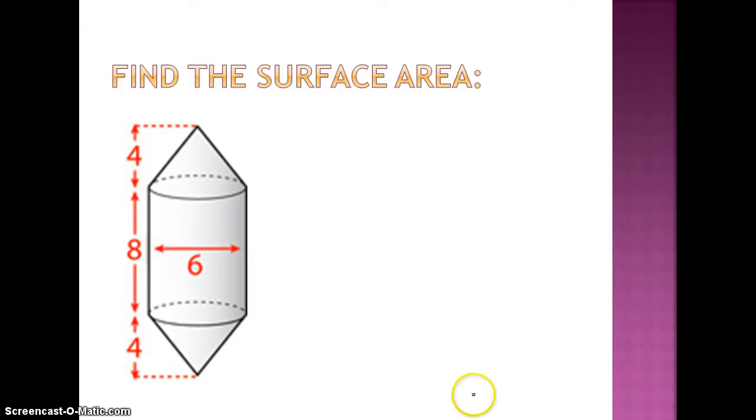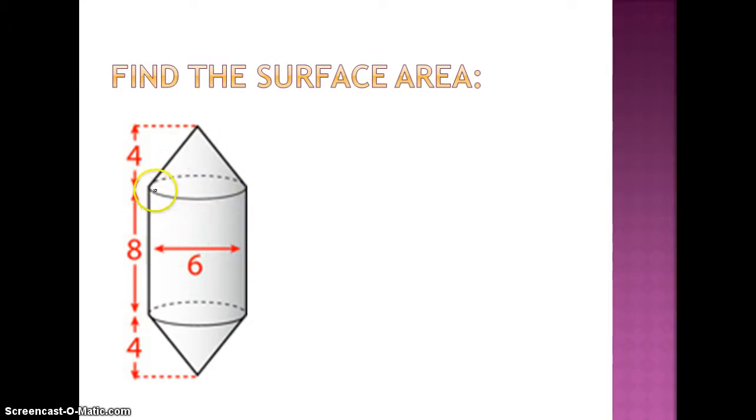It looks like we've got a cylinder with a diameter of 6 and a height of 8, and we've got two congruent cones that are both 4 units tall and have the same diameter of 6. So we're going to find that surface area. Remember, the surface area is like the skin of this shape.